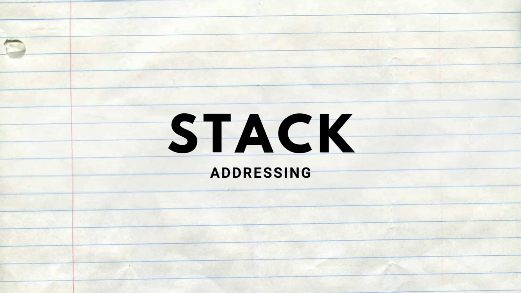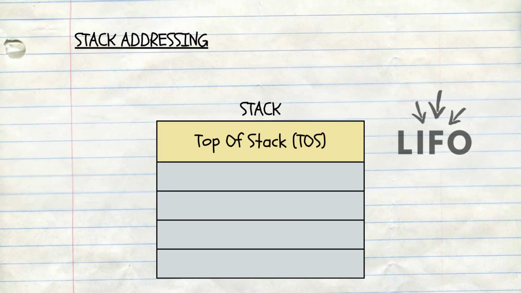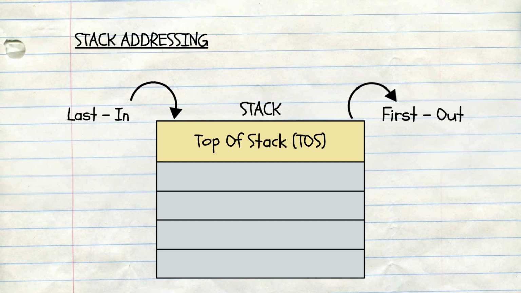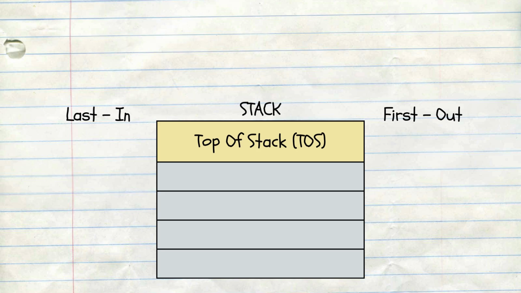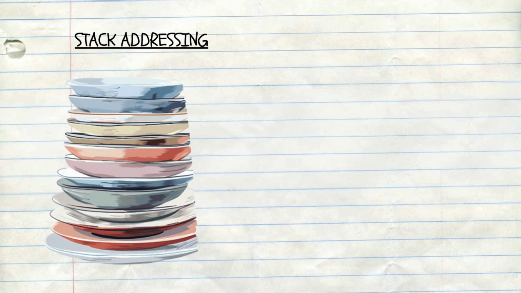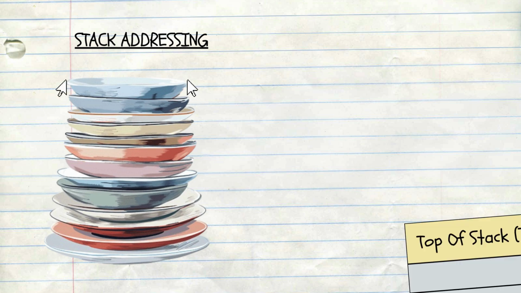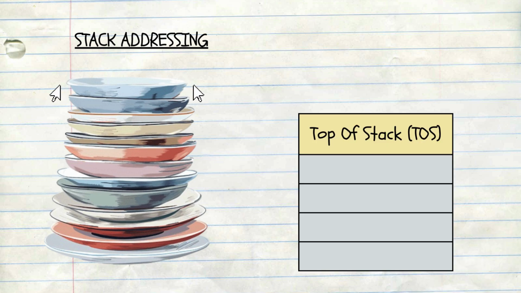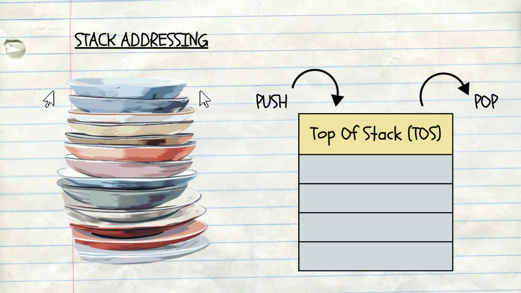Now, we have reached the last addressing mode, which is stack addressing. This addressing uses a data structure called a stack, which works like a last-in first-out (LIFO) queue, meaning that the last item added is the first one to be removed. Think of it as a stack of plates, you always take the top plate first. The stack is a reserved block of memory locations, and items are added, or pushed, to the top and removed, or popped, from the top.